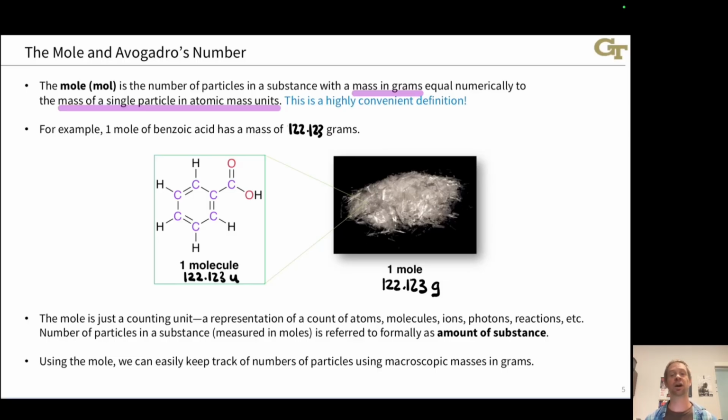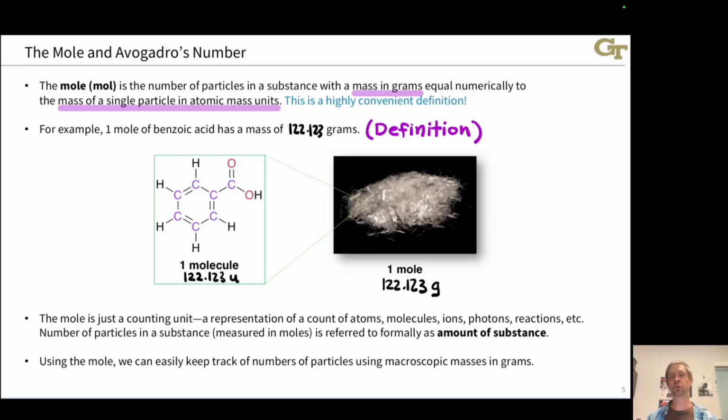It's a representation of a count of atoms, molecules, ions, photons, number of reaction occurrences, and a wide variety of other things that you'll encounter in your future studies of chemistry. When the mole refers to a count of material particles or species, atoms, molecules, ions, etc., it gets the formal name amount of substance. And this word amount, when you hear it in chemistry, should trigger the concept of a count. It is the count of particles in that substance. This term amount of substance is the term we use for that.